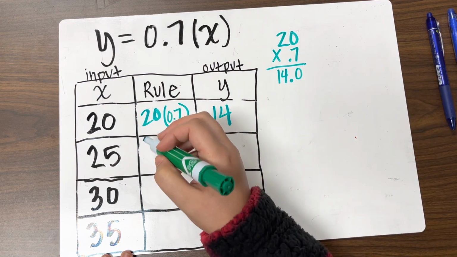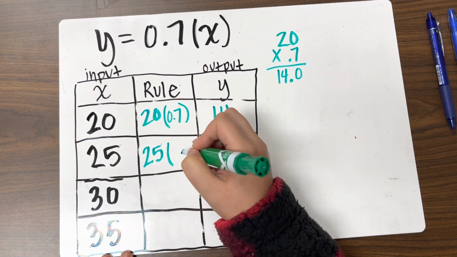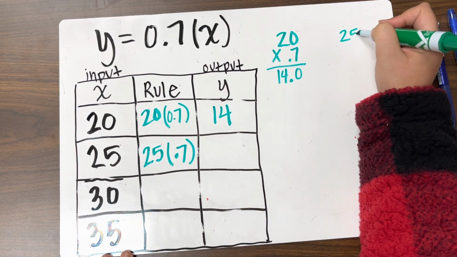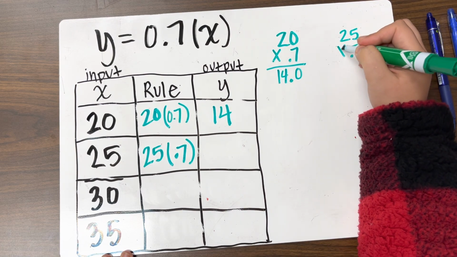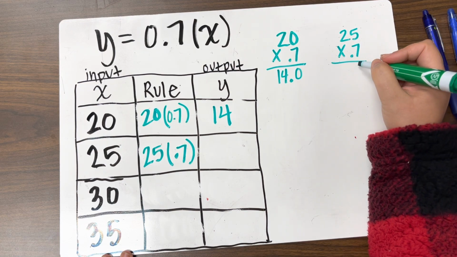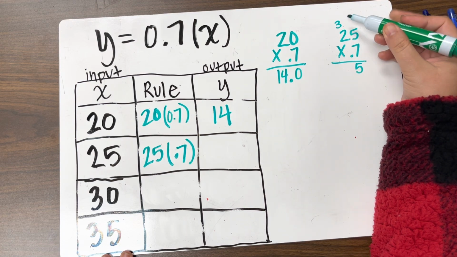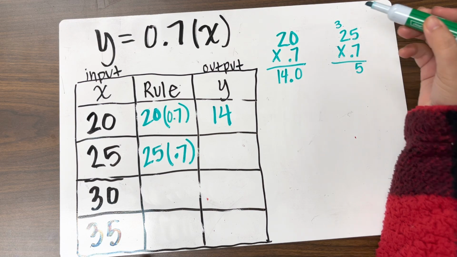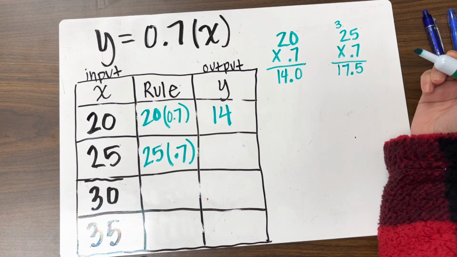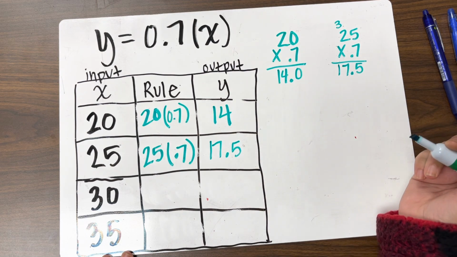Let's try the next one. We have 25 times 0.7. So we're going to multiply here. 25 times 0.7. Again, we don't have to line up our place value. So we have 7 times 5 is 35. Carry the 3. 7 times 2 is 14, plus 3 more, 17. And again, don't forget to put your decimal in the right place. So we have 17 and 5/10.